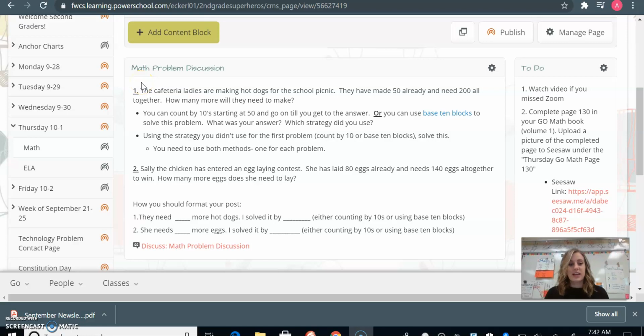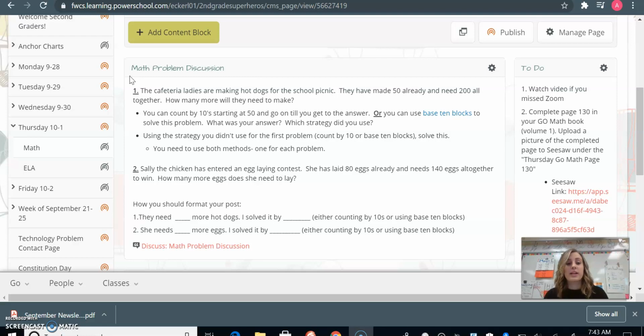Number one says, the cafeteria ladies are making hot dogs for the school picnic. They have made 50 already and need 200 all together. So they already have 50, but they need 200. So how many more will they need? There are two ways that you can solve this problem.